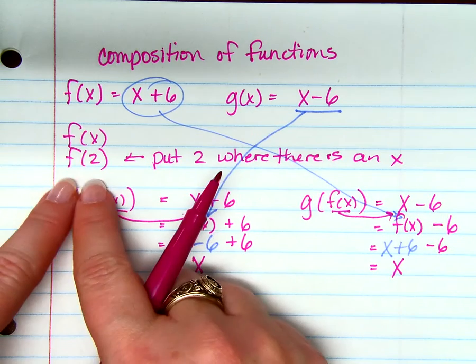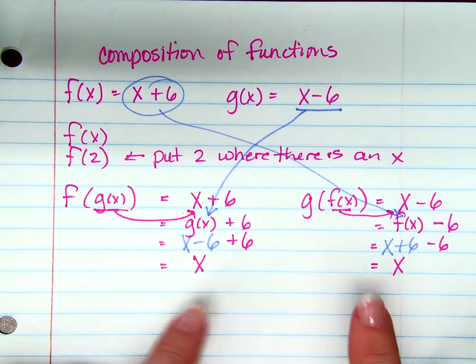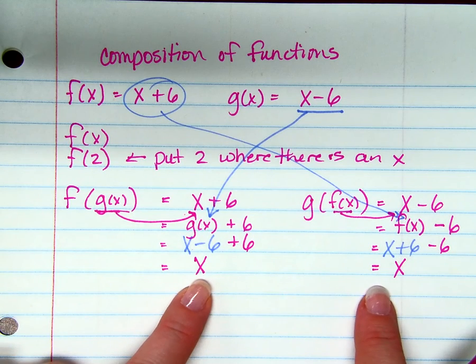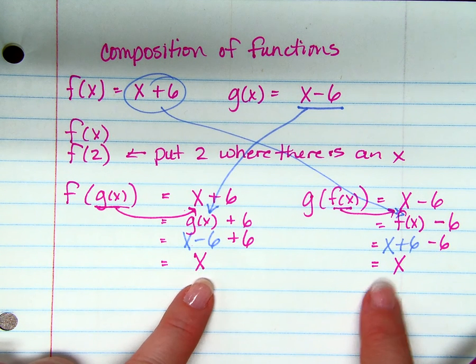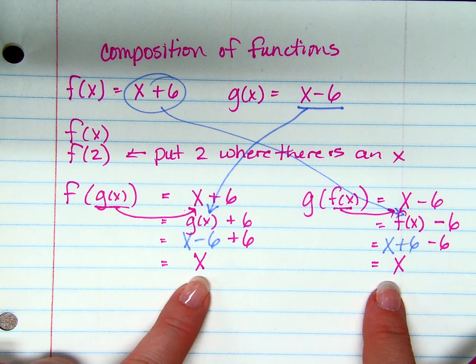Because when I did f of g of x and g of f of x, I got x. Guys, it's not even enough that I got the same thing. They have to both be x. I'll show you why in a second. You just have to wait for me.